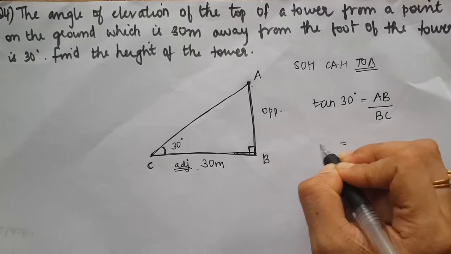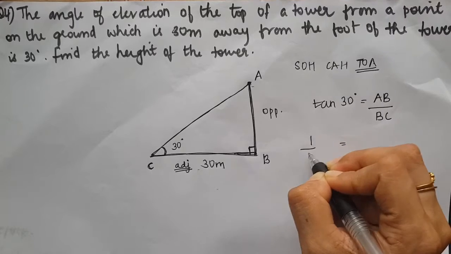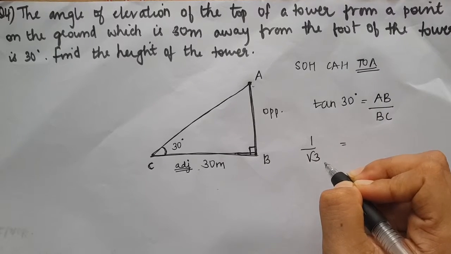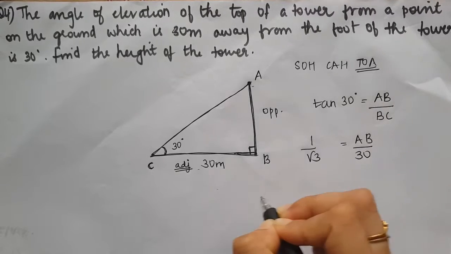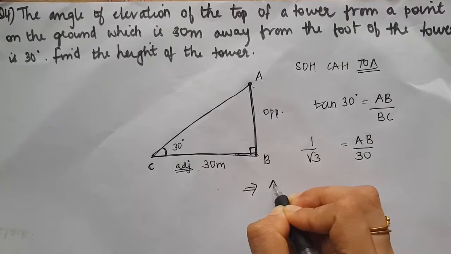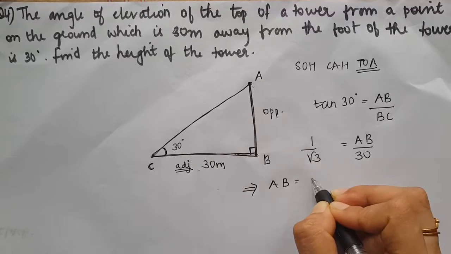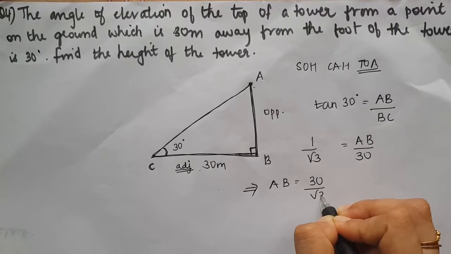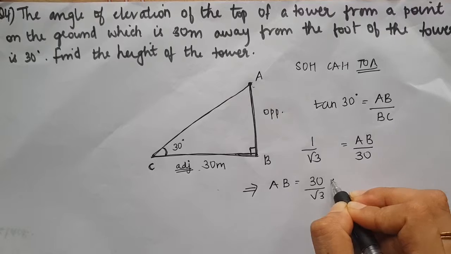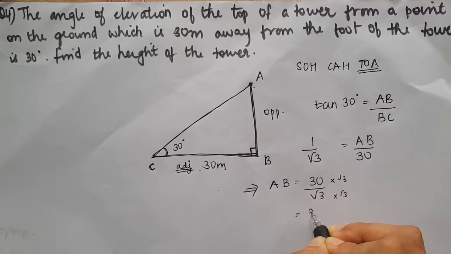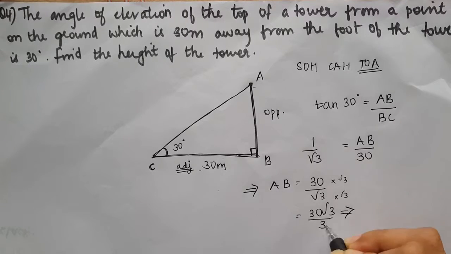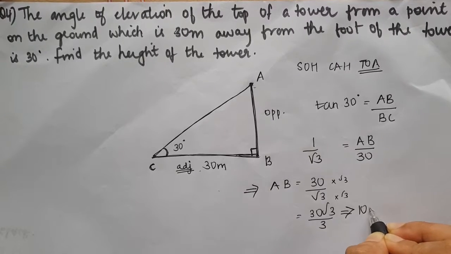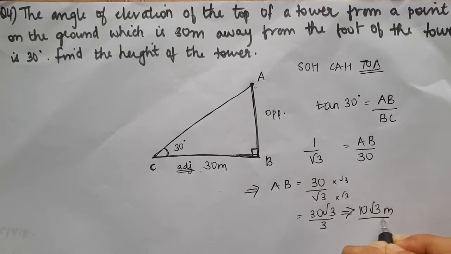So we have tan 30 degrees equal to 1 by root 3. AB by BC is 30. So that gives AB is equal to 30 by root 3. So multiply it with root 3 to rationalize it. So that is equal to 30 root 3 by 3. So that gives 3 and 10. So 10 root 3 meters.